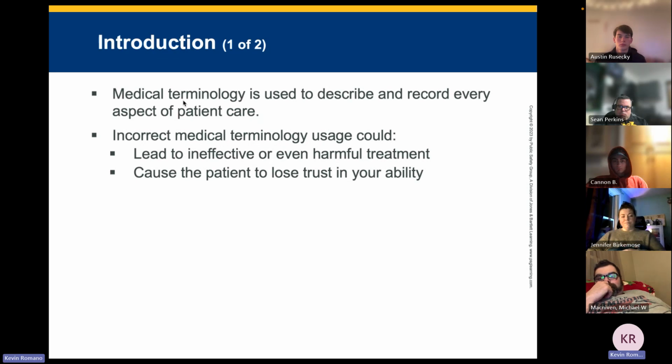So medical terminology is used to describe and record every aspect of patient care.